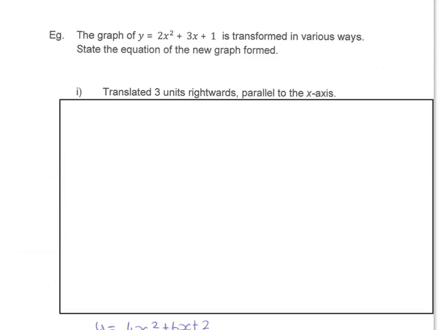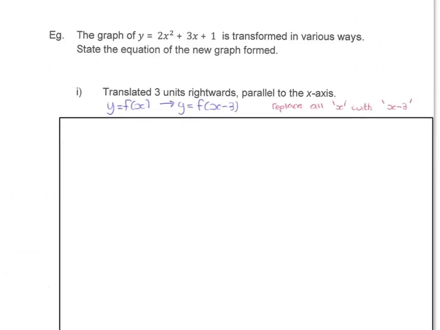In these next few examples, we have to write the equation of a curve after it's undergone a transformation. The curve we're dealing with is y equals 2x squared plus 3x plus 1. In the first part, it tells us that this curve is translated 3 units rightwards parallel to the x-axis. In function notation, our original curve f of x gets replaced by f of x minus 3.